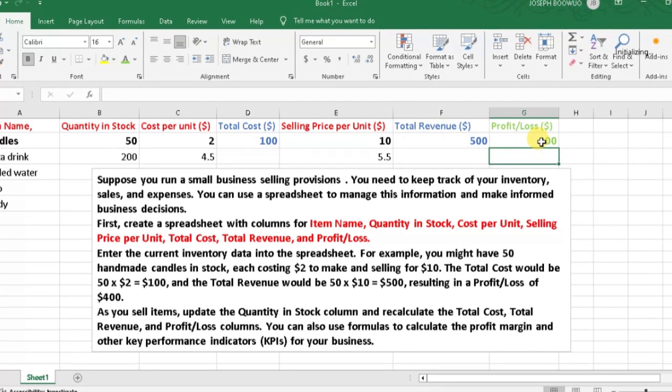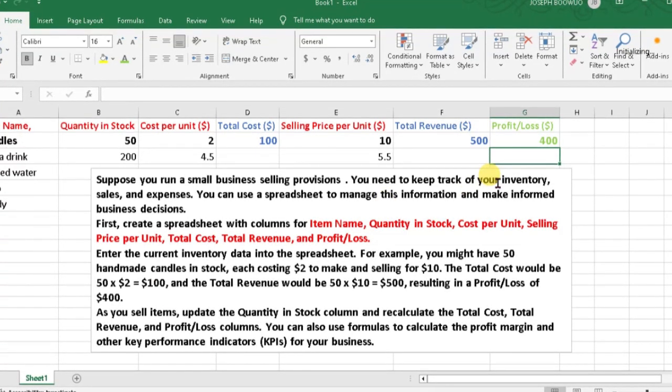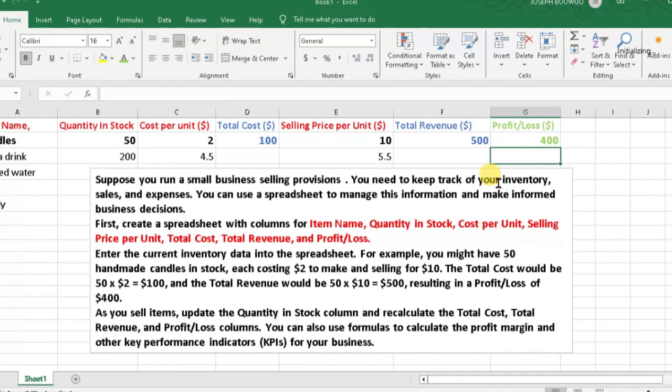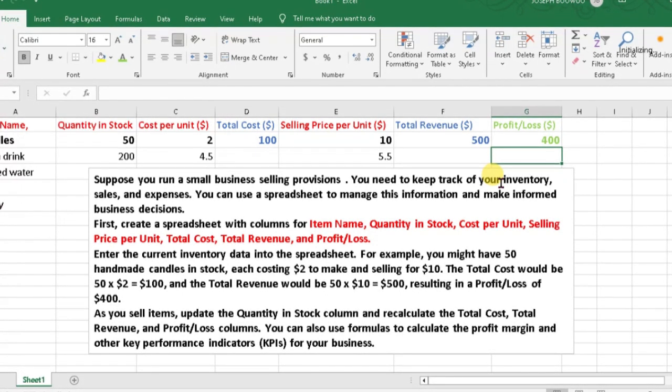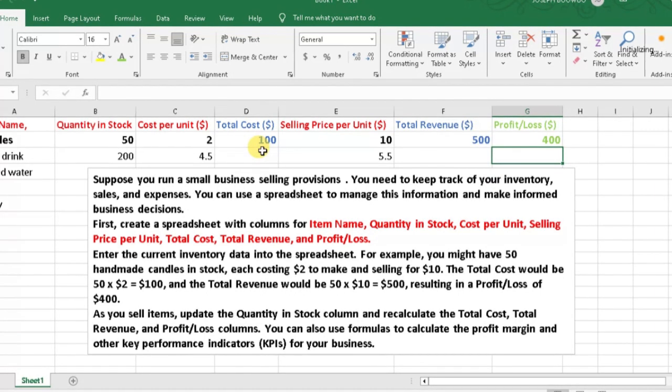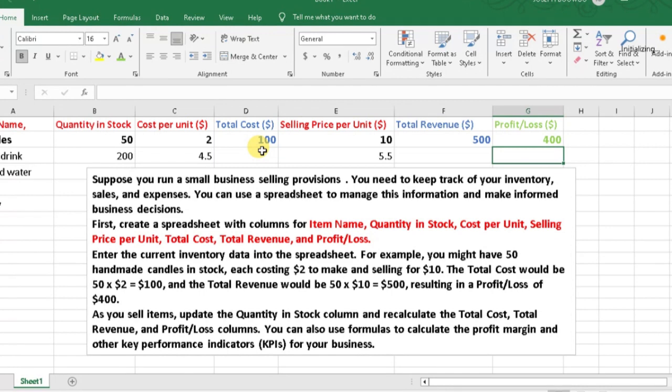So once you press enter and your value is positive, it means you have made what? A profit of $400. But if you have negative, it means you have made a loss, because your total revenue is less than your total cost, and that will give you what? A loss. But if the total revenue, like here, is more than the total cost you have made from the items, then you are going to definitely make a profit.